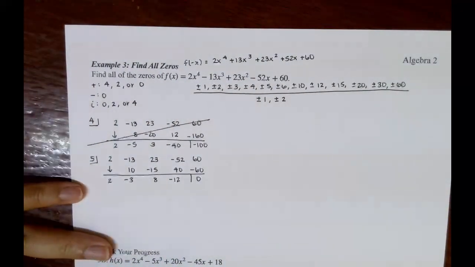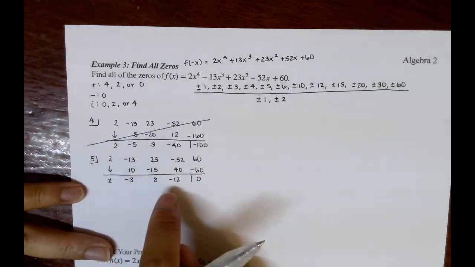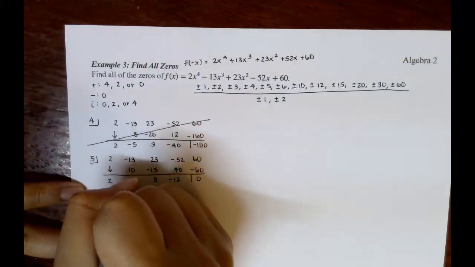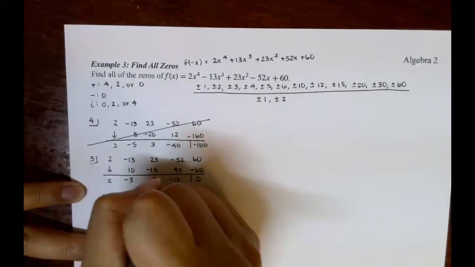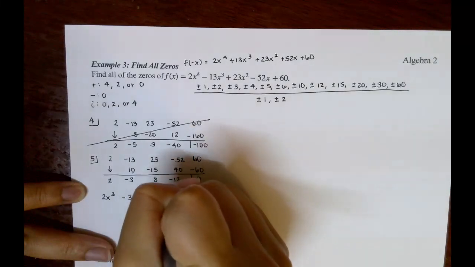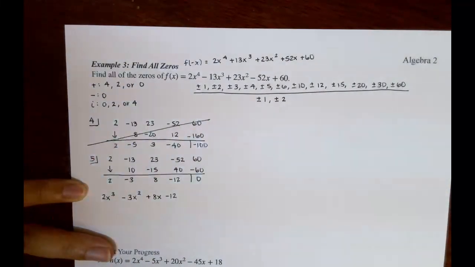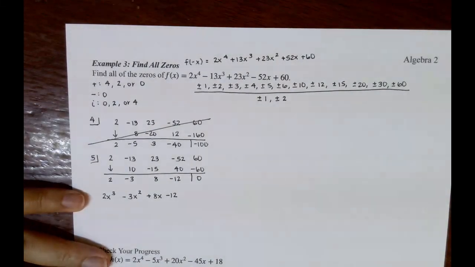Okay. So now I can test using these ones as well. So here now I have 2x cubed, right? Because it was x to the fourth, so now it's 2x cubed minus 3x squared plus 8x minus 12. And then, if it's factorable, then we're going to factor. If not, then it's not, right?